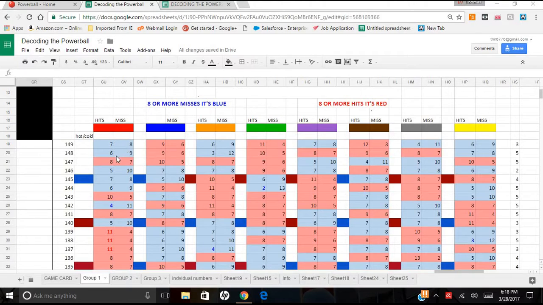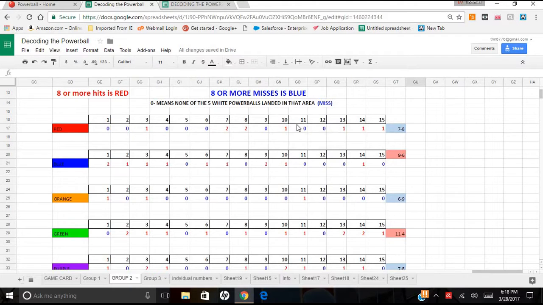The drawing before that, in this red area and all the red areas, was 6 hits, 9 misses. And before that, it was 8 hits, 7 misses. So what I try to do is predict what's going to come next. Is it going to be blue or is it going to be red? If it's going to be blue, that means there's going to be lots of misses in that red area. There's going to be lots of zeros here.